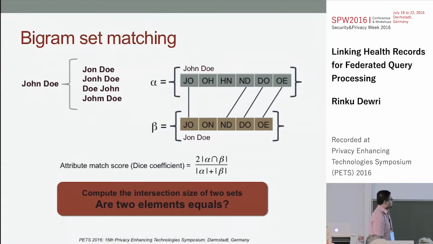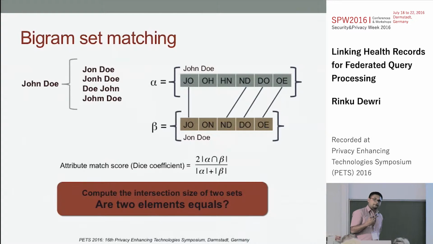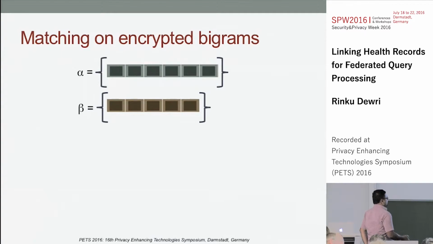The whole thing boils down to finding the intersection size of the two sets, which means we need to be able to figure out if two elements are equal or not. If two elements from two different sets are equal, they are in the intersection. It doesn't look so bad, but then the problem arises because now we are saying that we cannot see the strings.